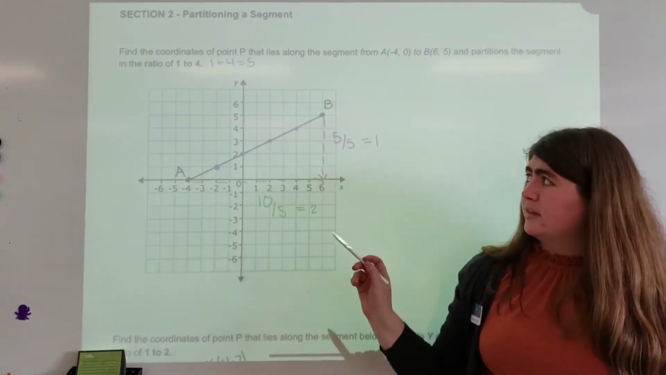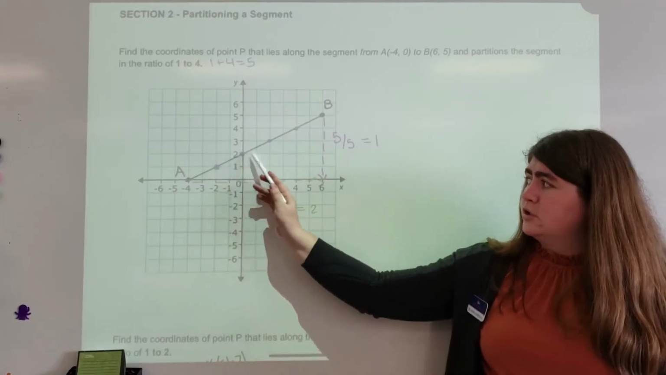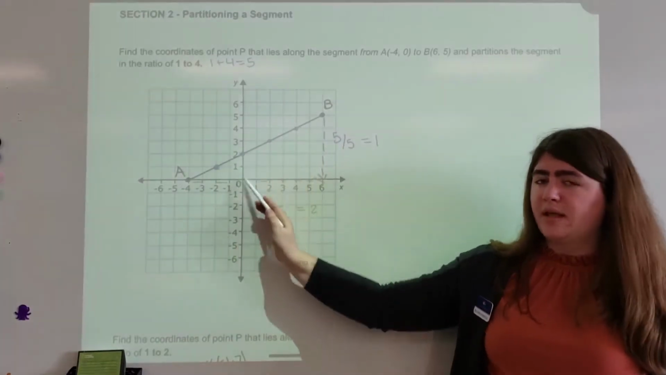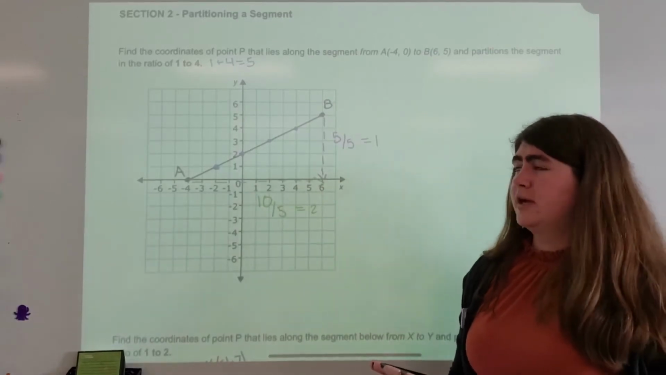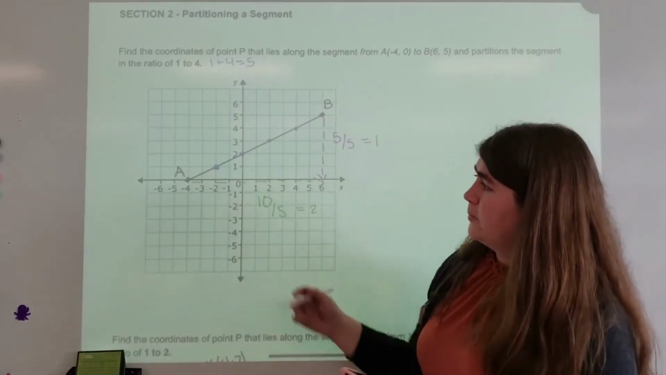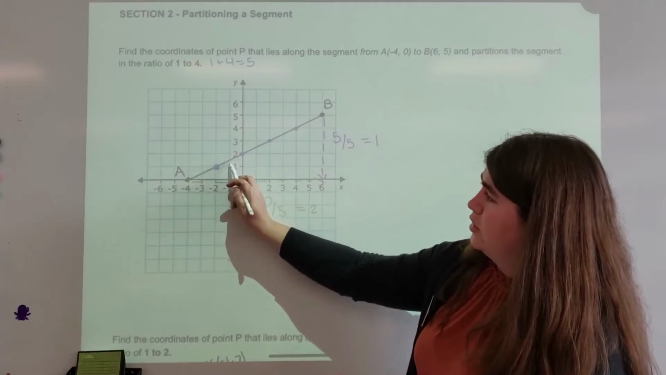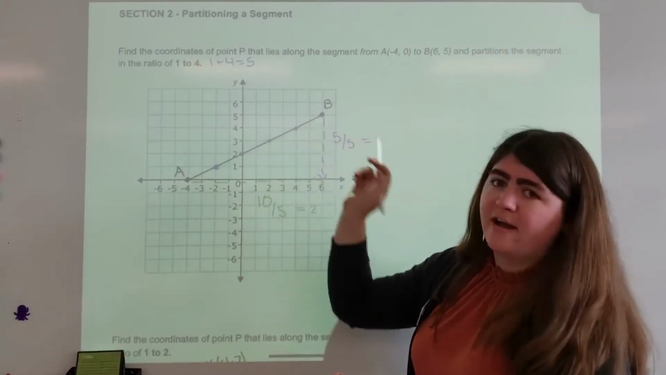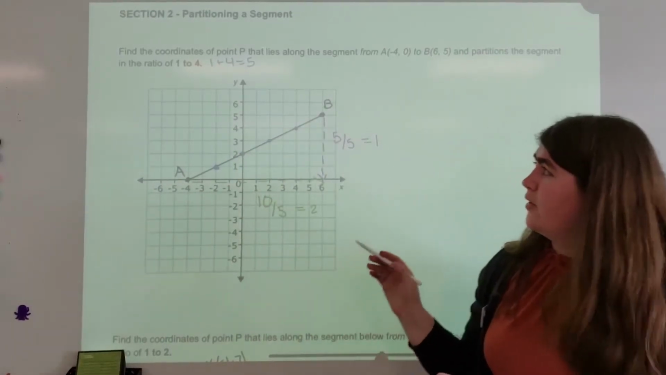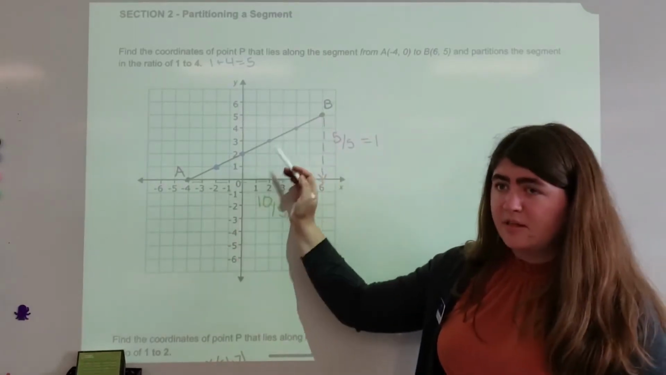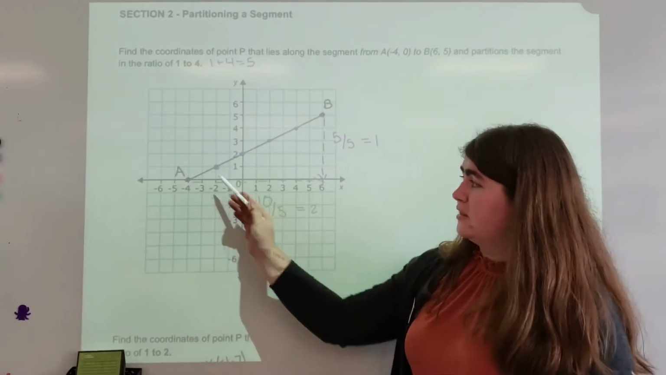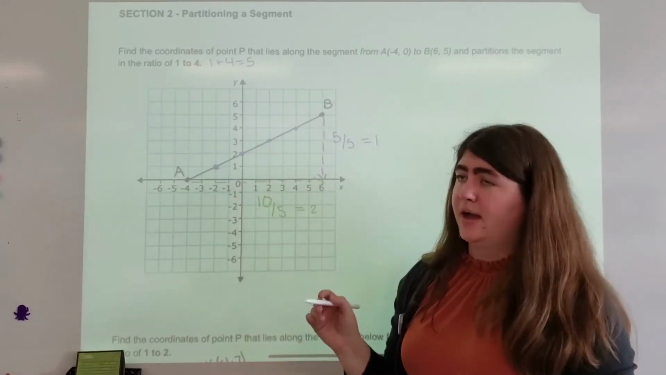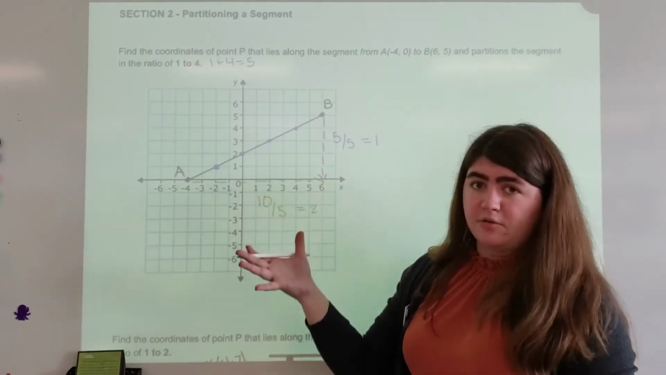Now, as I'm looking at this, I'm noticing that there's 1, 2, 3, 4 points that I put on the line. But we're not looking at points, we're looking at parts of the segment. And if you count the parts of the segment, we have 1, 2, 3, 4, 5 parts of our segment. So now I have 5 parts of the segment. I can split it into a ratio of 1 to 4 because each part of this segment is not only split, but it's also congruent.